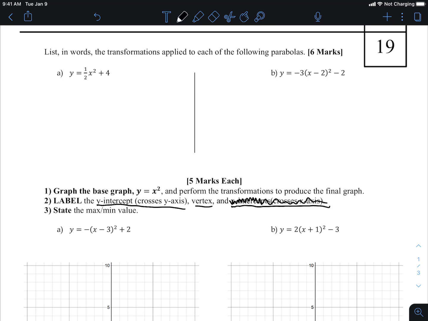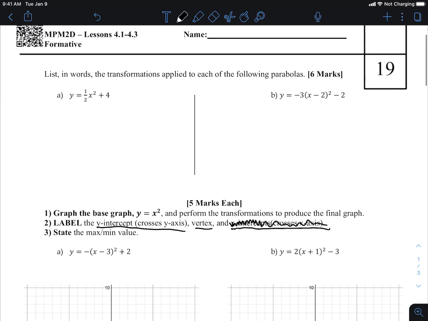Okay, so I want you guys to highlight that stuff. We'll do that in a sec. But let's just go up to the top here. All you're doing is looking left to right.